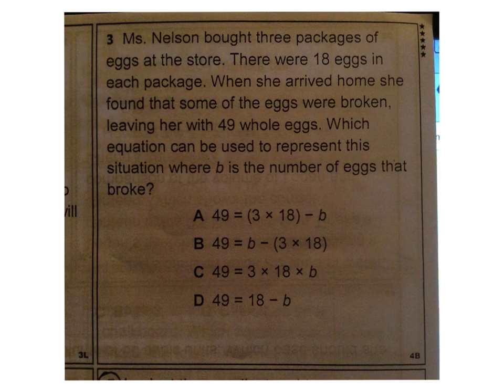Number 3. Miss Nelson bought 3 packages of eggs at the store. There were 18 eggs in each package. When she arrived home, she found that some of the eggs were broken, leaving her with 49 whole eggs. Which equation can be used to represent this situation where B is the number of eggs that broke?